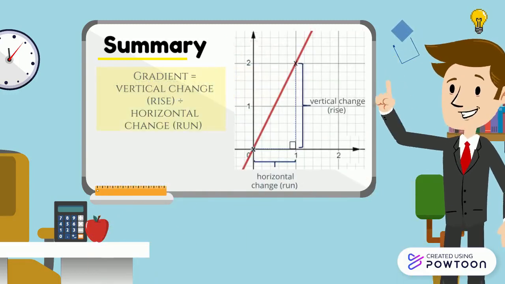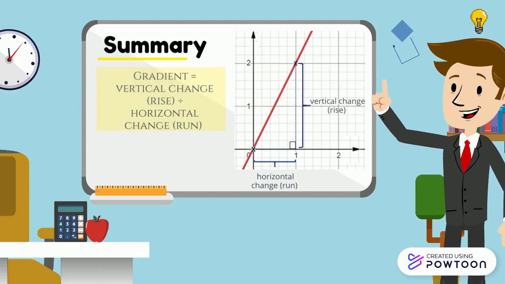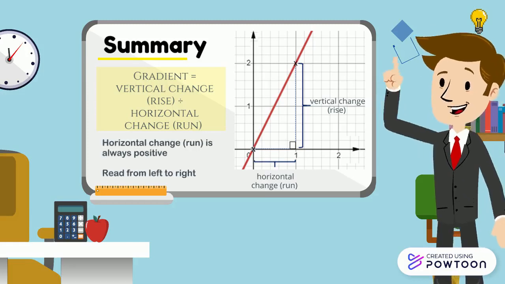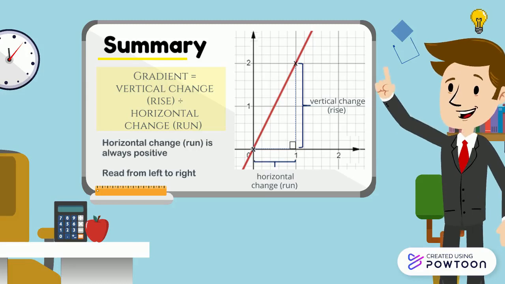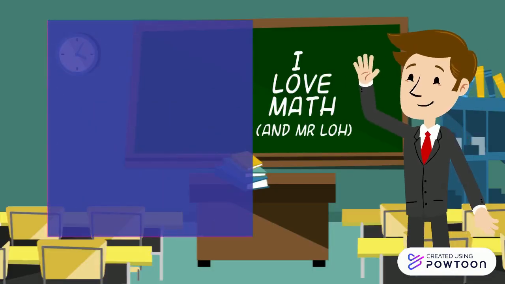The gradient is given by the vertical change, or the rise, divided by the horizontal change, or the run. The horizontal change is always positive, and in order to compute the change in values, we always read the graph from left to right. We have come to the end of this e-learning package.